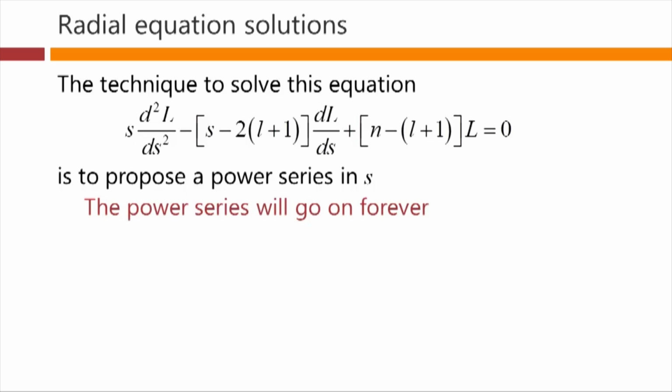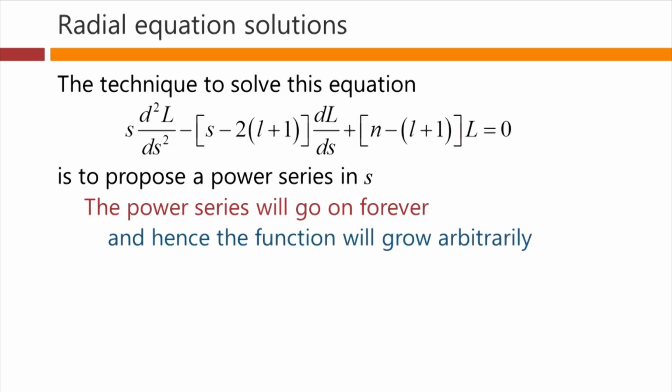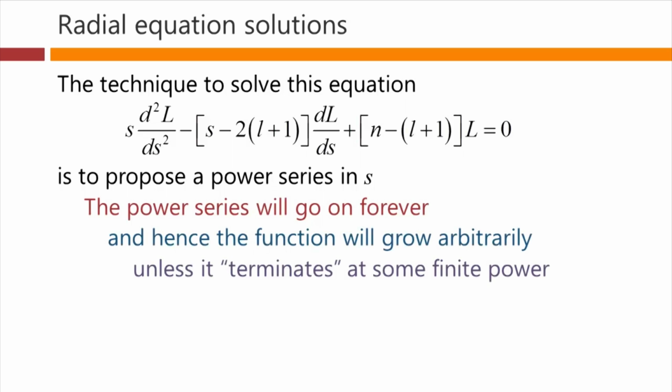And the key thing we have to do is find a way of setting up that power series so that it does not go on forever. We want the power series to terminate at some finite power of the variable s. Otherwise, the function is not normalizable. So the power series will go on forever unless we satisfy some termination condition. We need it not to go on forever because otherwise the function would grow arbitrarily and it wouldn't be normalizable.